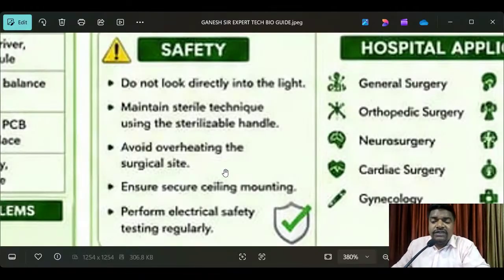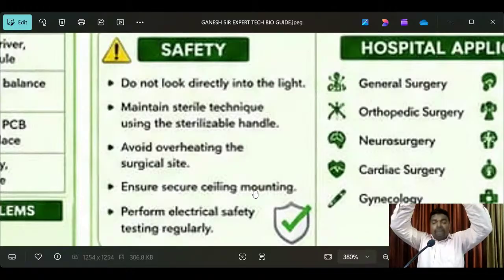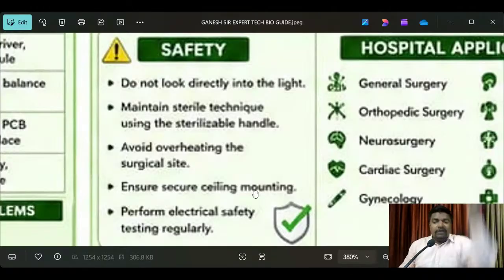That's why if you know all this information, you will be safe in your work area. And ensure secure ceiling mounting. Secure ceiling mounting is also very important, because sometimes the OT light falls down. From the top ceiling mount, sometimes it falls down, so we have to check it. Sometimes it falls on the patient also. It is a very rare condition, because with that much negligence, nobody is there in the hospital, everybody is active.